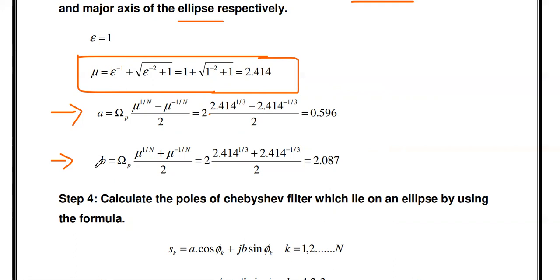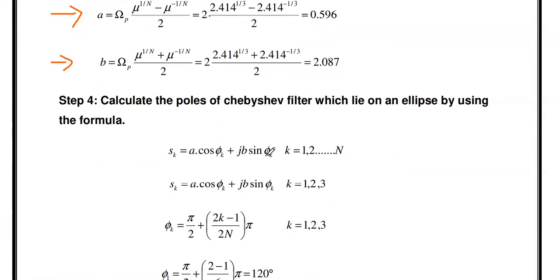Okay, similarly B is calculated as omega p into mu power 1 by n plus mu power minus 1 by n, divided by 2. Similarly, you substitute the mu value, and we get the answer 2.087. Okay, so the major axis and minor axis of the ellipse are calculated. So the third step is over. And the fourth step.